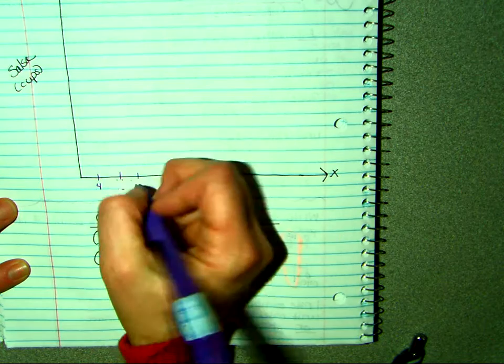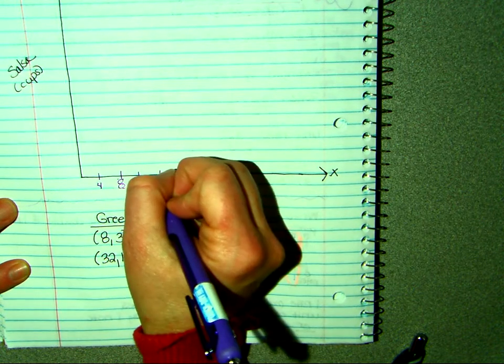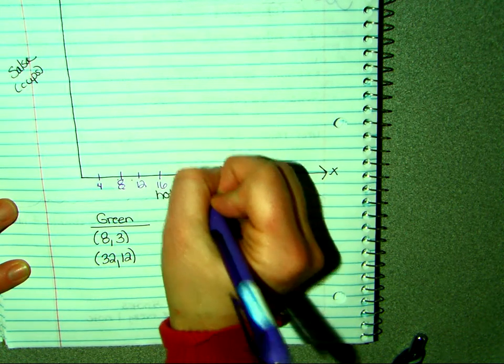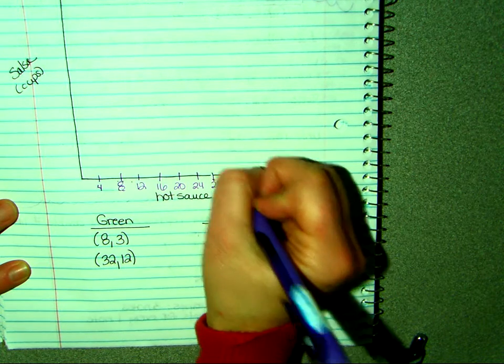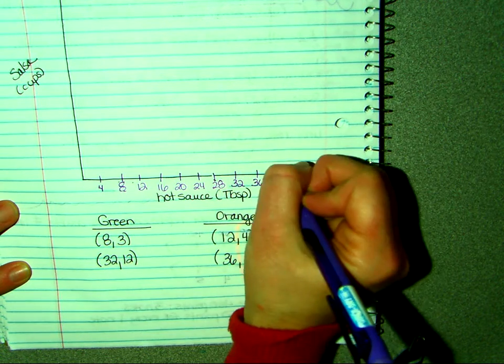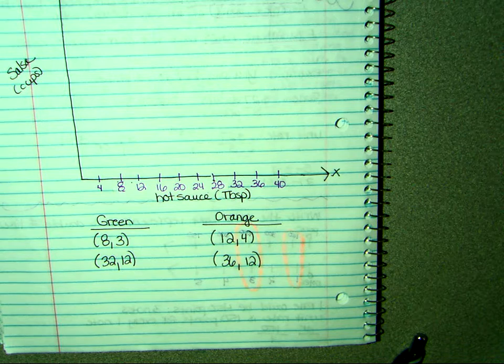And then I can do 4, 8, 12. Help me out. What's next? 16. Good. What's next? 20. Next? 24. 28. What's next? 32. What's next? 36. Last, let's do one more. 40. Okay? All right, now let's look at the y values.